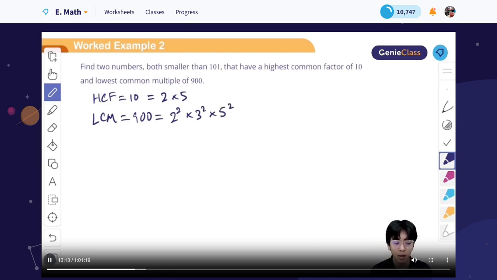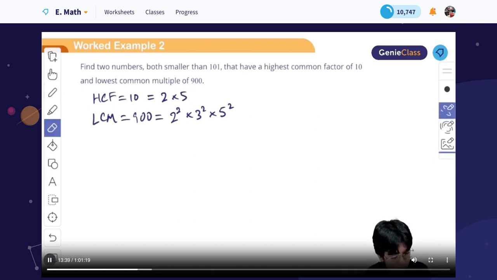Quick note, you can straight away see the 100, right? 100 is 2 squared times 5 squared, so you can do it a bit faster. Now we want two numbers that have an HCF of 10 and an LCM of 900. How do we do that?